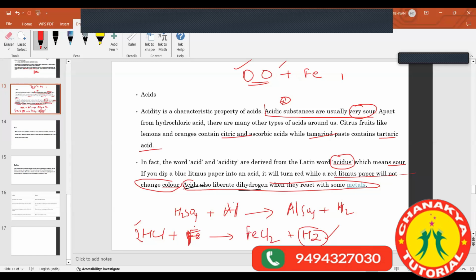Ma'am, ferric chloride is not a salt, right? Ferric chloride is not a salt. That is a very interesting question. Can anybody answer me?